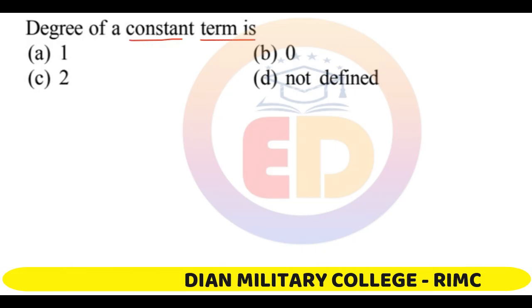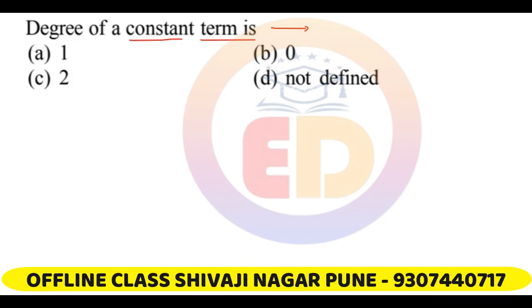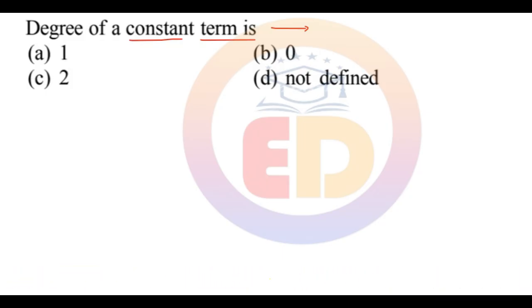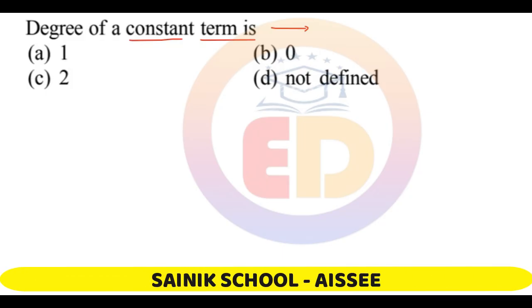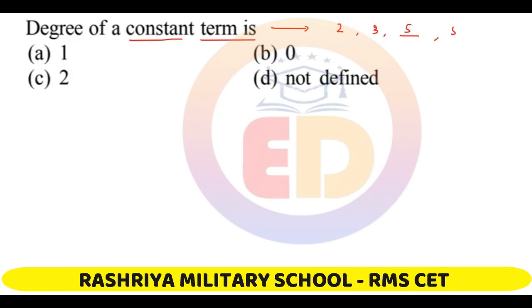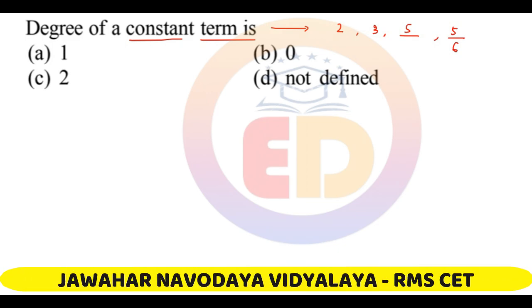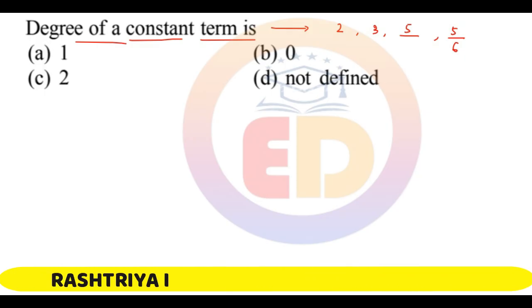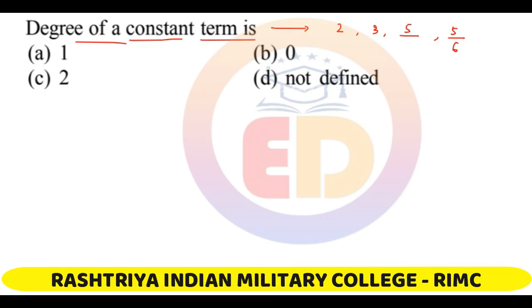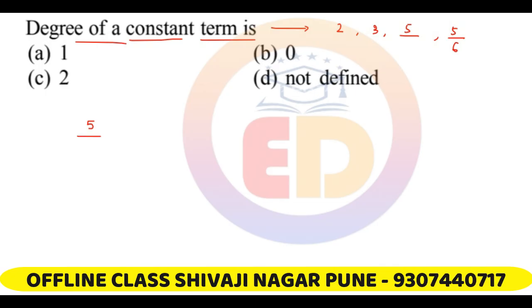Now what do we understand by the constant term? Constant term whose value remains the same. And constant terms are generally the numbers. For example 2, 3, 5 or 5 by 6. So what is the meaning of degree of a constant term? Now whenever the concept of degree comes, there should be a variable. But if I take a constant term 5, here there is no variable.